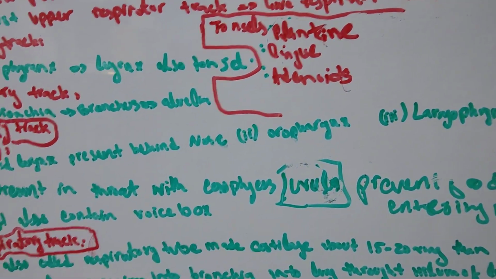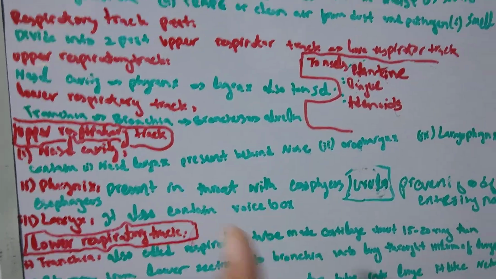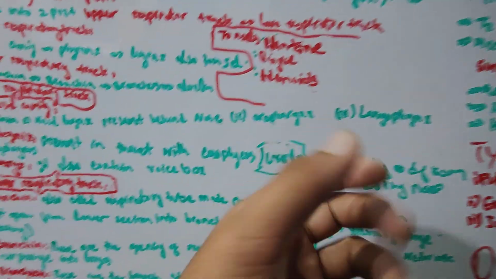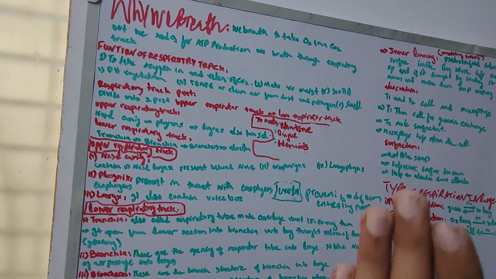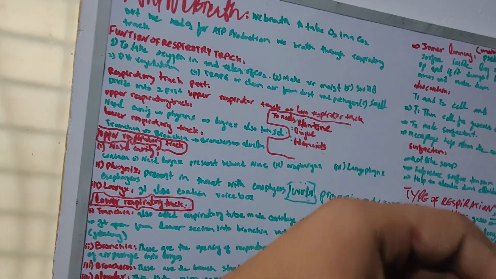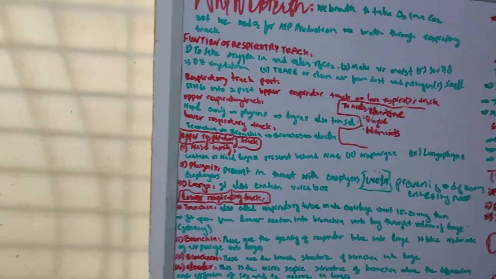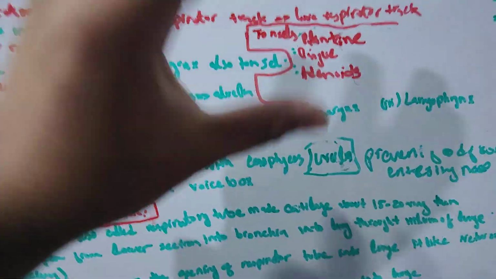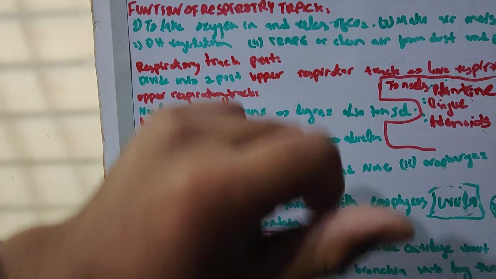Also the uvula, like a ball hanging in our throat, prevents food from going into our nose. Sometimes when we breathe or talk while eating something, food goes straight out from our nose, and we laugh. Then we have the larynx. It also contains the voice box. After the pharynx, we have the larynx, the third part, present above the trachea.